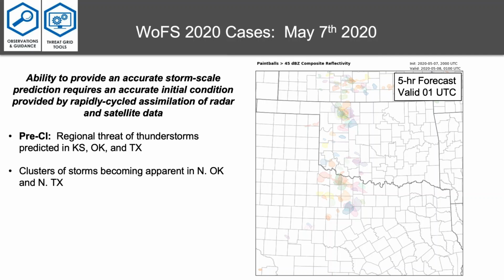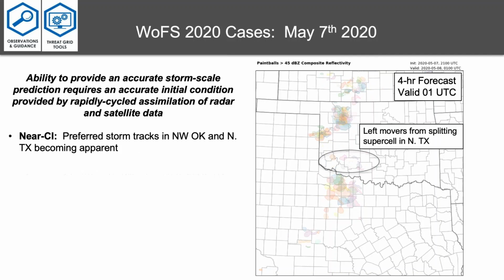So if we go to 21 UTC's forecast, okay, this has now got some of the information that we've been able to assimilate from the radar and satellite, and you can see that the system is beginning to lock on to preferred storm tracks. So you can see that most of the larger pink balls in North Texas are now starting to cluster over a tier of about 8 to 10 counties.